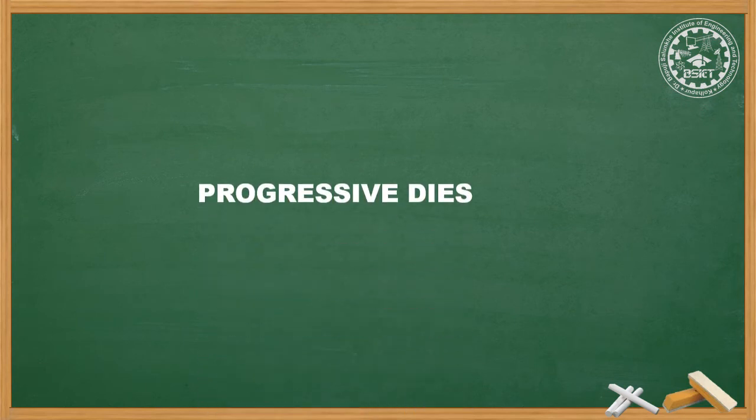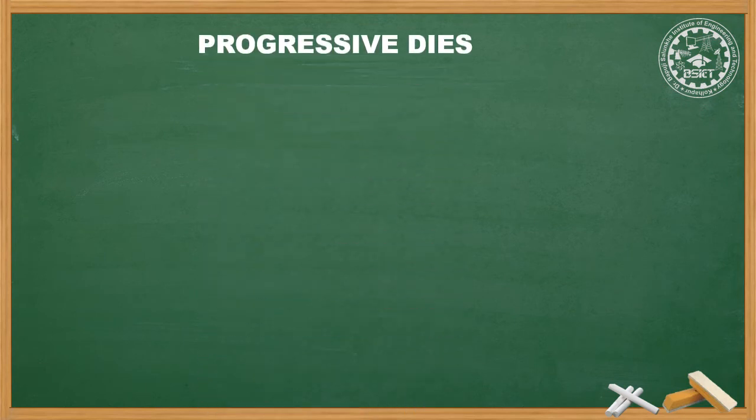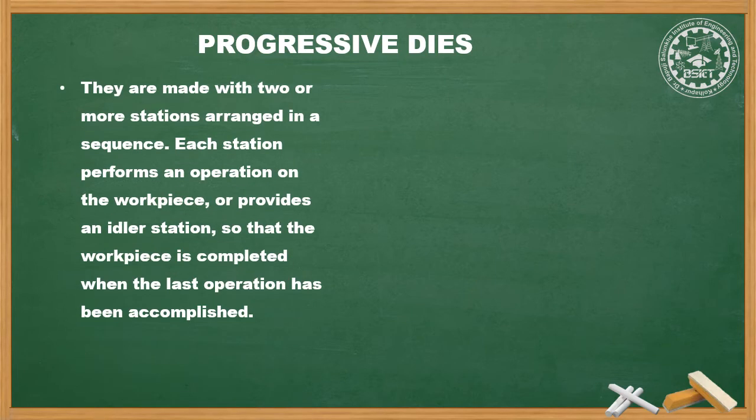The next type is progressive dies. Progressive dies are made with two or more stations arranged in sequence. Each station performs an operation on the workpiece or provides an idler station so that the workpiece is completed when the last operation has been accomplished. That is, if the workpiece requires a number of operations, it can be performed on a progressive die. Thereafter, each stroke of the ram produces a finished part.